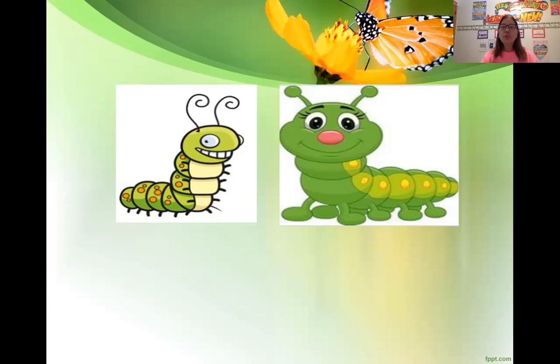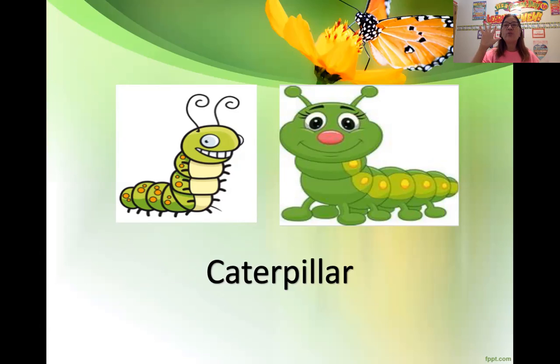Now, let me tell you something about the caterpillar. The caterpillar is the eating stage. This is the stage where they eat a lot, and because they eat a lot, their skin sheds off. You know how many times do they shed off? 4 to even 5 times during the cycle.